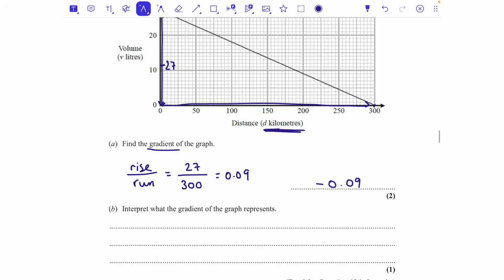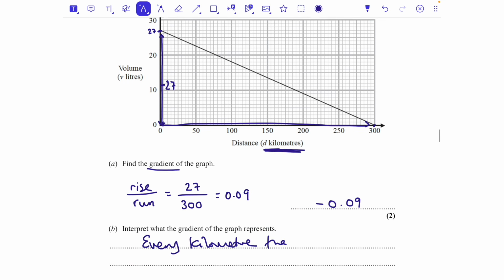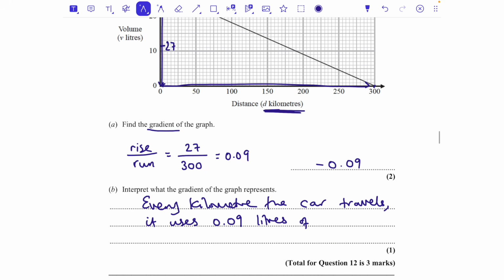What does that mean? Well, it means that every kilometre, was it a car? Jim's car travels, it uses 0.09 litres of petrol? Yeah. There we go. So something to that effect.